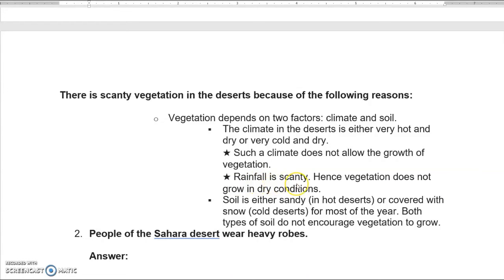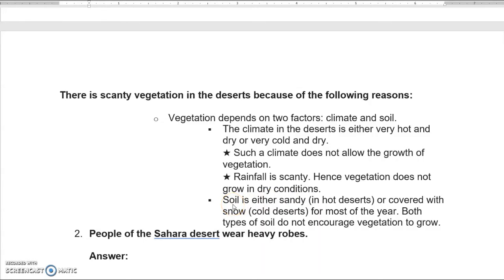Very less rainfall is there in this area. Hot and dry deserts and cold and dry deserts, the rainfall is very low. Hence, the vegetation does not grow in dry conditions. Okay, we all know vegetation needs so much water or rainfall. So, if the rainfall is scanty, what happened to the vegetation? It will not grow properly in the dry conditions.